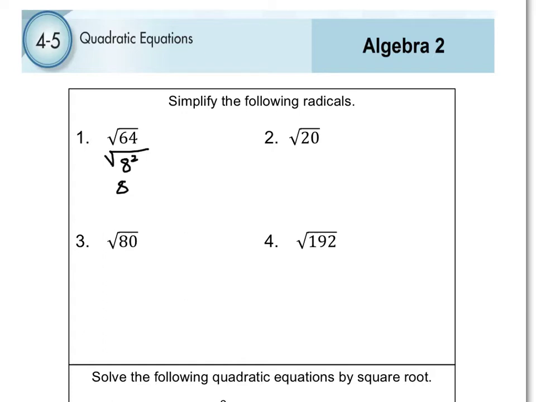It's the ones that aren't perfect squares, like number 2, where we have the square root of 20. Okay? And it's not a perfect square. Two numbers do not multiply to be 20 that are the same. Okay? So what I have to do is I'm going to look at the chart.